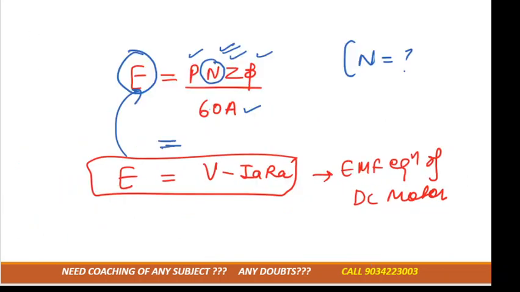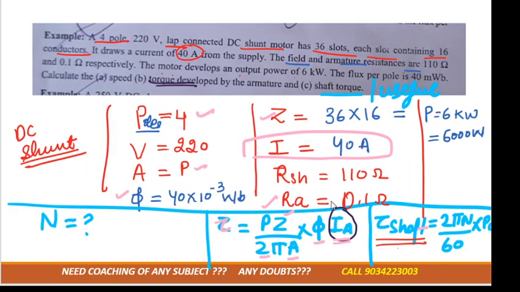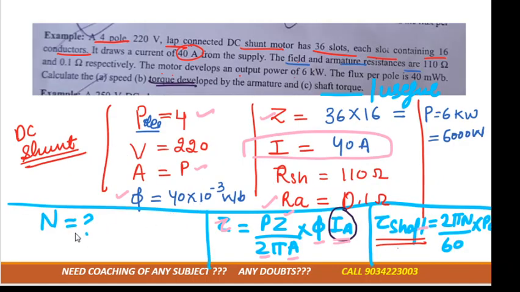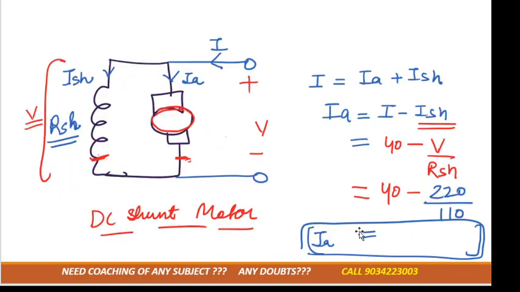So now our focus is to calculate the N value. For the N value we want the E value. V is mentioned, that is 220 volt. IA we calculated above, right? And RA also they have mentioned, that is only 0.1 ohm. So after solving it, we'll get the value of E, then we can put it here, then we'll get the value of N, and then we'll get the value of shaft torque. Okay, for this, first calculate the IA value, then I'll tell you how to put it in all the equations. Clear?